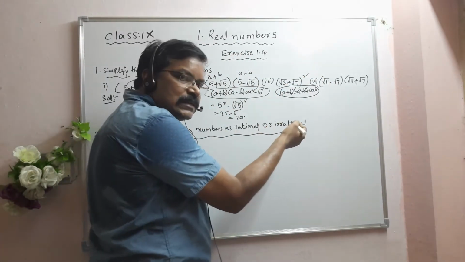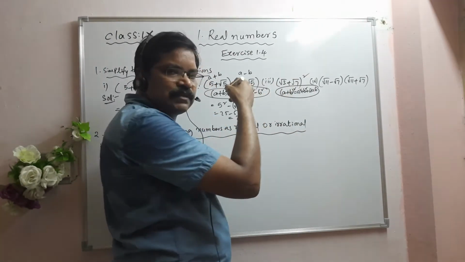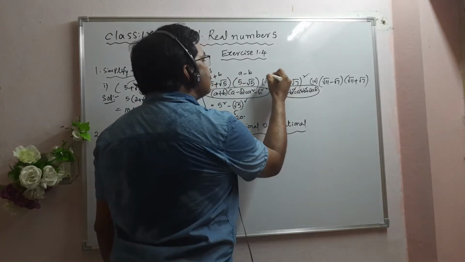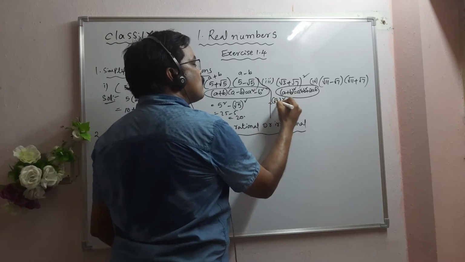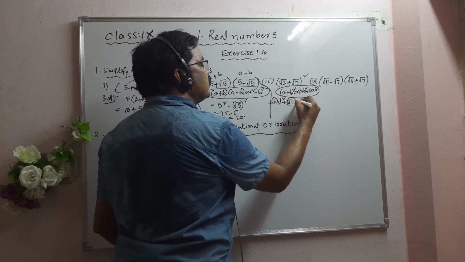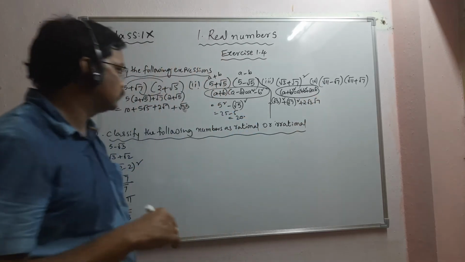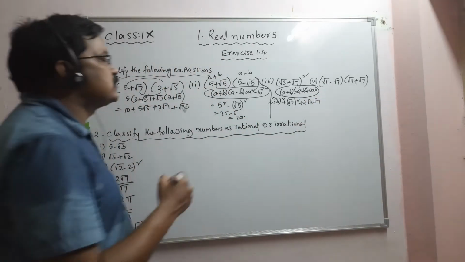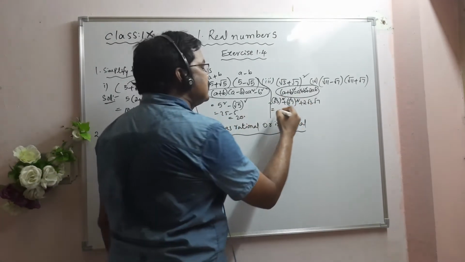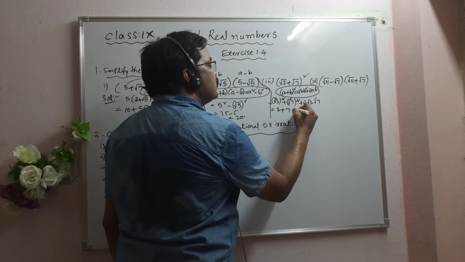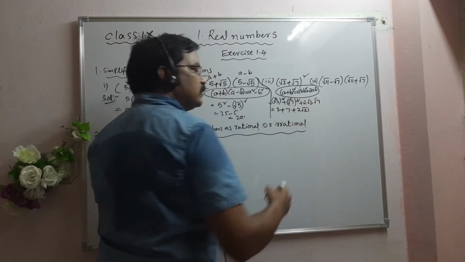What is a and what is b here? Where a is root 3 and b is root 7, right? That means let us substitute here. Root 3 whole square plus root 7 whole square plus 2 times root 3 times root 7. So the square and root get cancelled, square and root get cancelled. So 3 plus 7 plus 2 times, root 3 into root 7 is root 21.